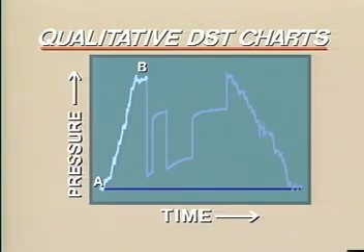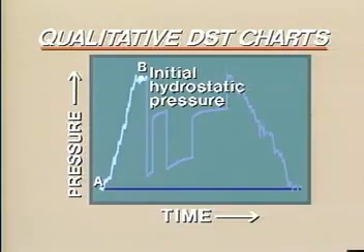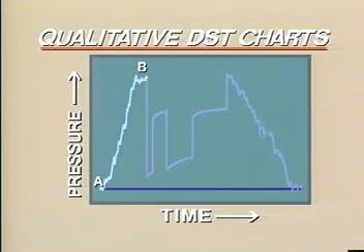After the tools reach the test interval, the surface equipment is connected to the drill pipe. During this time, the hydrostatic pressure stabilizes at point B, pressure surges end, and a value of the initial hydrostatic pressure is recorded at the point where there is a relatively flat pressure value. The packer is then set.